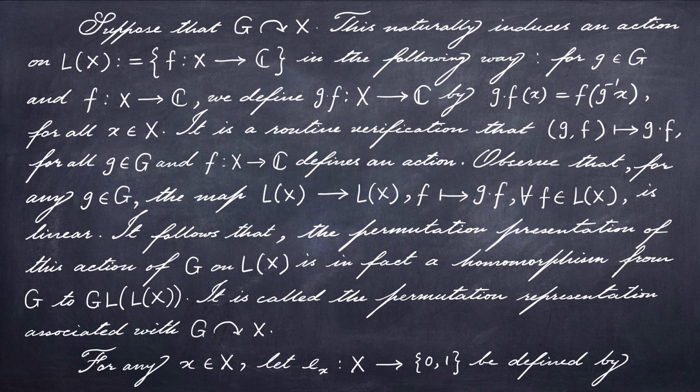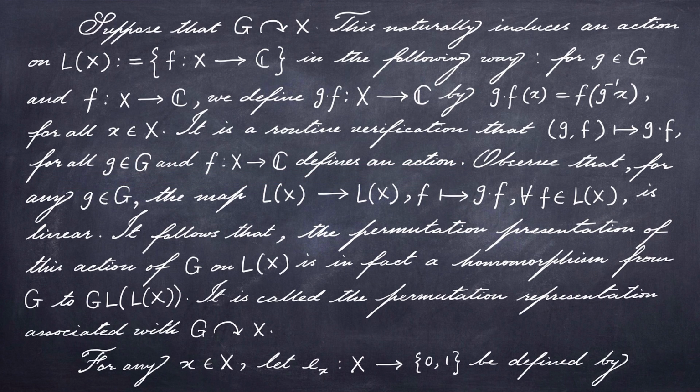Anyway, so given X, we consider the function space. This is the space of all functions from X to C. It's a complex vector space. And for any g and f, we define gf to be the function by this. It's a routine verification that this indeed defines an action of G on Lx.